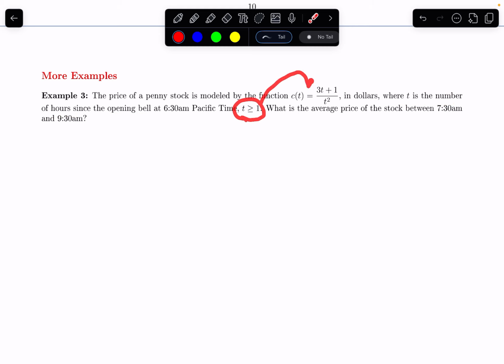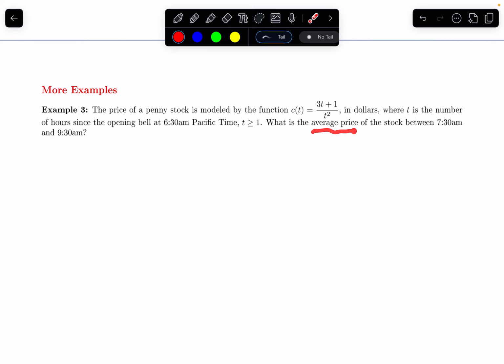So for this function, t has to be greater than or equal to 1. The question says, what is the average price of the stock between 7:30 a.m. and 9:30 a.m.? Okay, so it's asking about average price, so average value. Remember, I can write that as f average. The formula for it is you do the integral of the function from a to b, and that whole thing gets divided by the length of the interval. So you do 1 over b minus a.